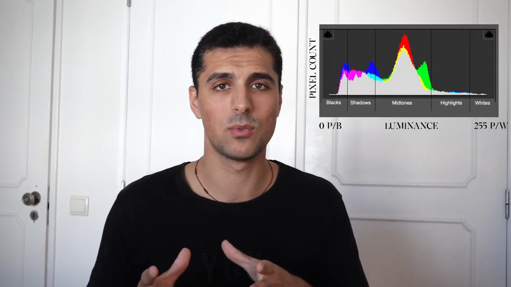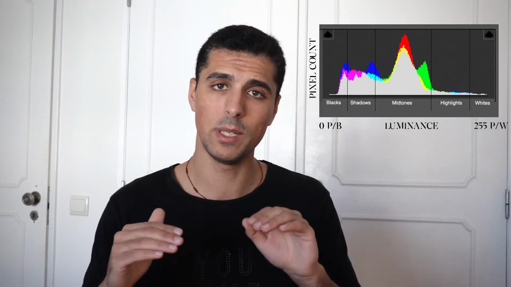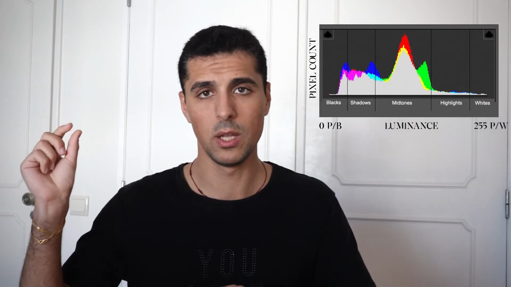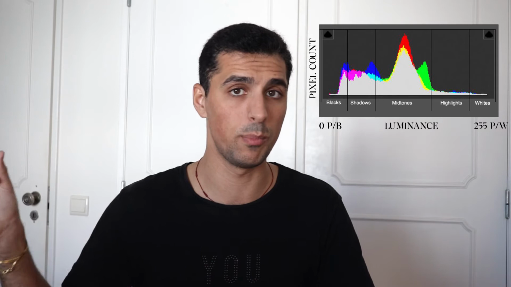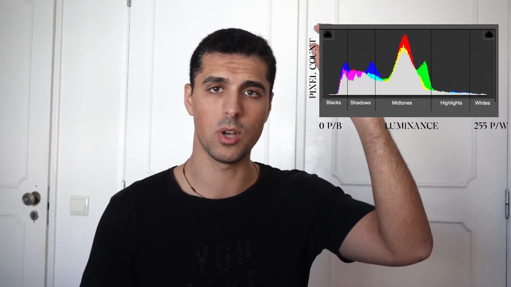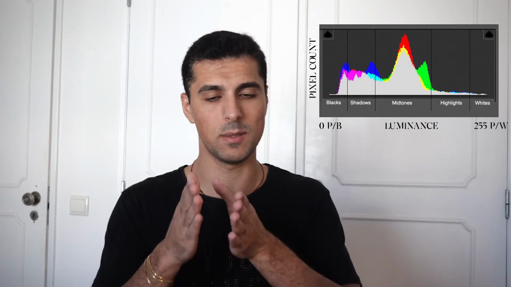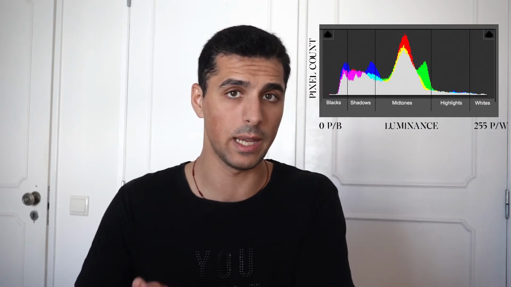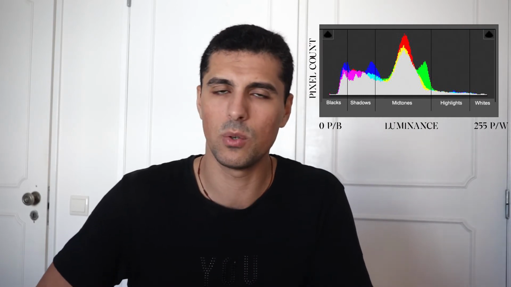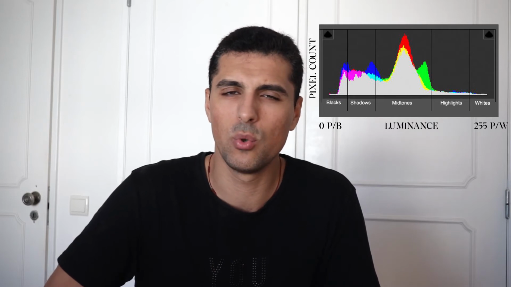Now the way we look at this graph is that on the bottom we have our luminance, so it goes from 0 to 255, which is our pure white, and on the top we have our pixel count. So how many pixels occupy a specific amount of light. Now if you're like me and you're wondering, why is white 255? Well, I did a little bit of research and I will try to explain this one as simple and quick as possible.